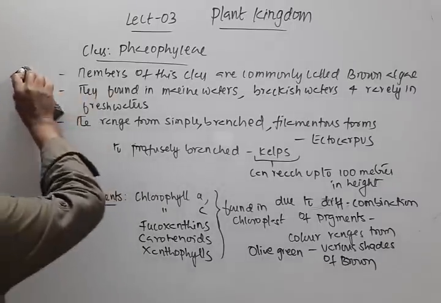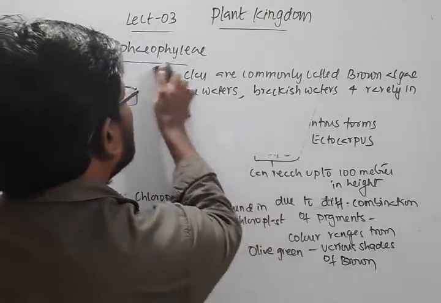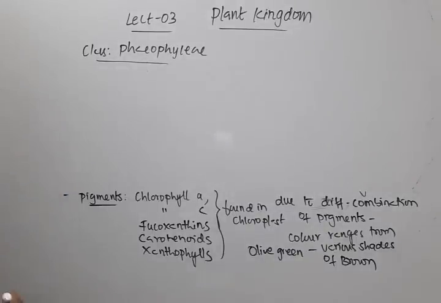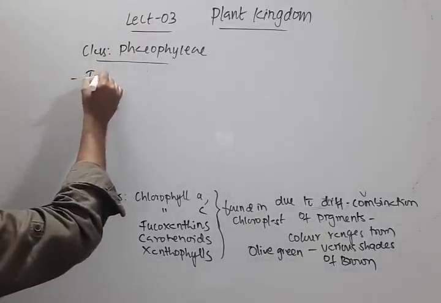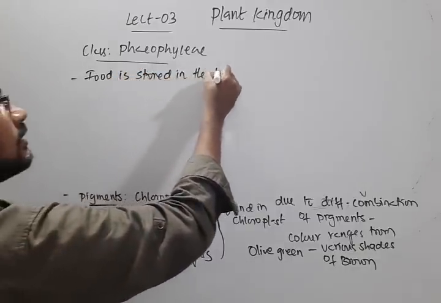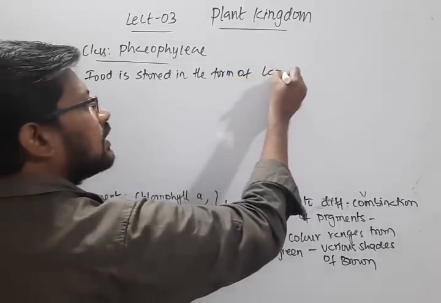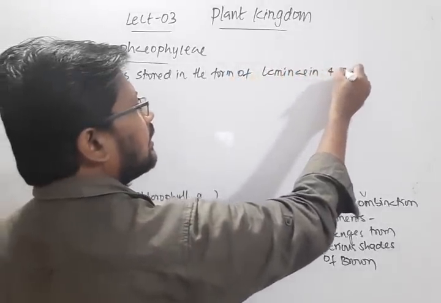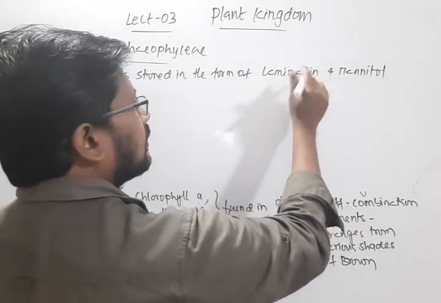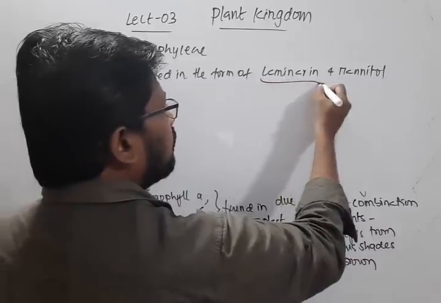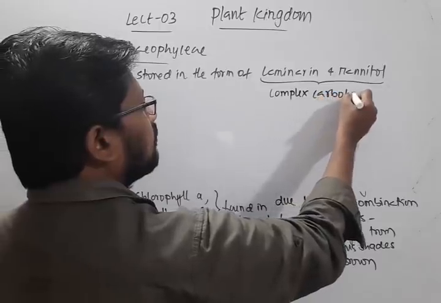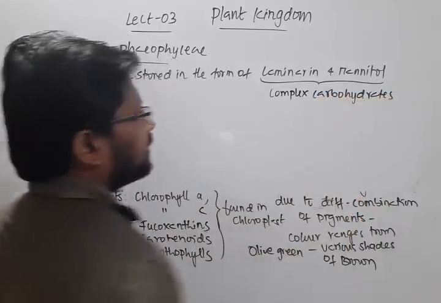The food is stored in the form of laminarin and mannitol. These laminarin and mannitol are complex carbohydrates.